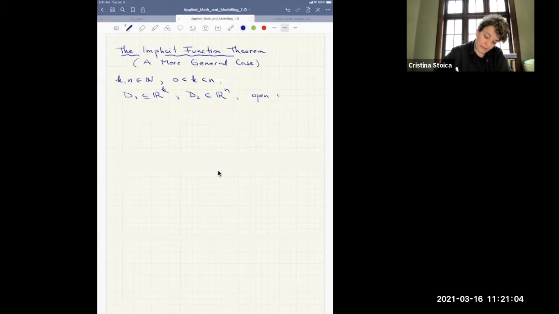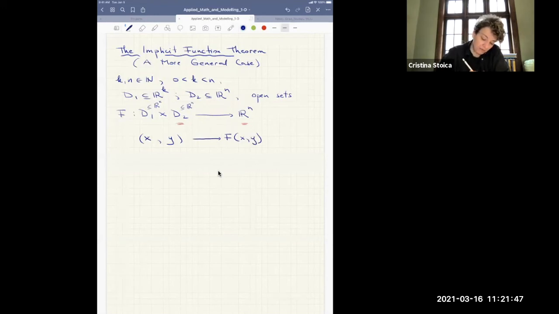Open sets. And then we have a function f defined on D1 cross D2 goes into, not D2, into R^n. That's what I meant. So this is in R^k and this is in R^n. You see the pattern here? Okay, so the dimension of this is the same as the dimension of the codomain. All right. So now this takes an x and a y, I was just about to write an epsilon, and produces an f of x and y. Good.